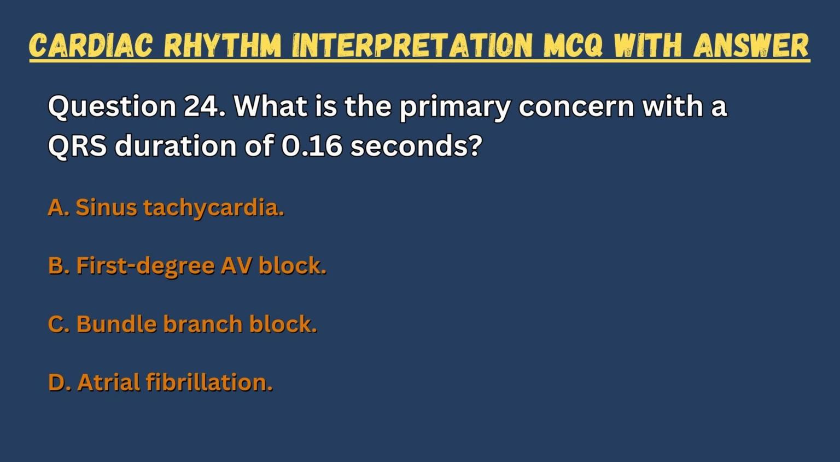Question 24. What is the primary concern with a QRS duration of 0.16 seconds? A. Sinus tachycardia. B. First-degree AV block. C. Bundle branch block. D. Atrial fibrillation.